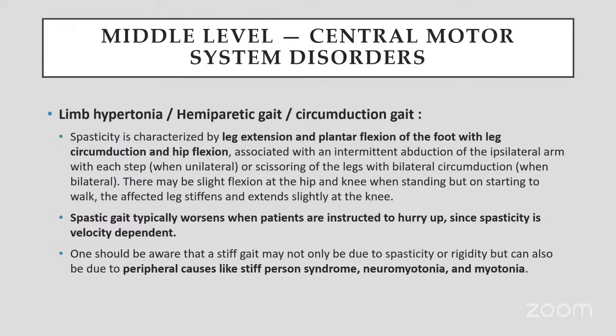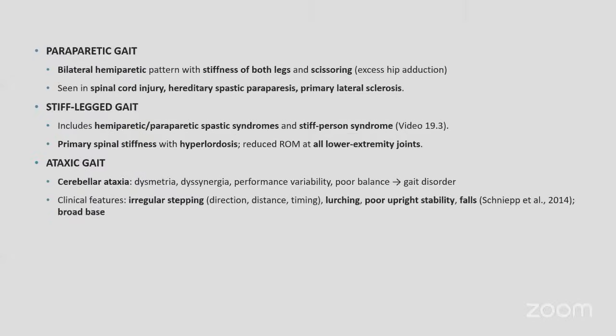Spastic gait typically worsens when the patients are instructed to hurry up, since spasticity is velocity dependent. One should be aware that a stiff gait may not only be due to spasticity or rigidity, but can also be seen in peripheral causes such as stiff person syndrome, neuromyotonia, and myotonia. As we already discussed in paraparetic, stiff-legged gait is also seen in stiff person syndrome.